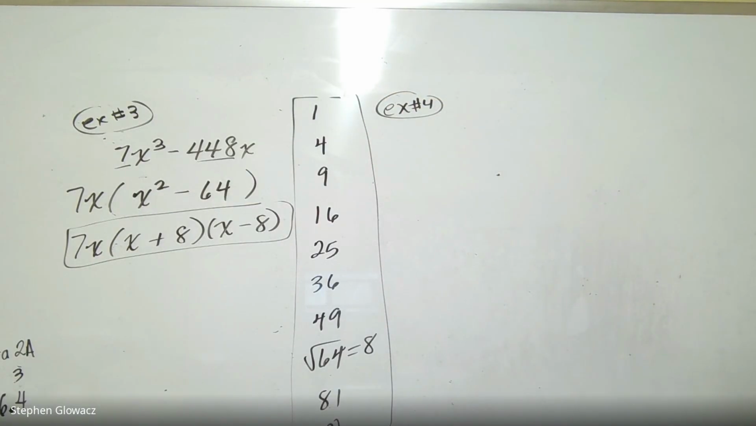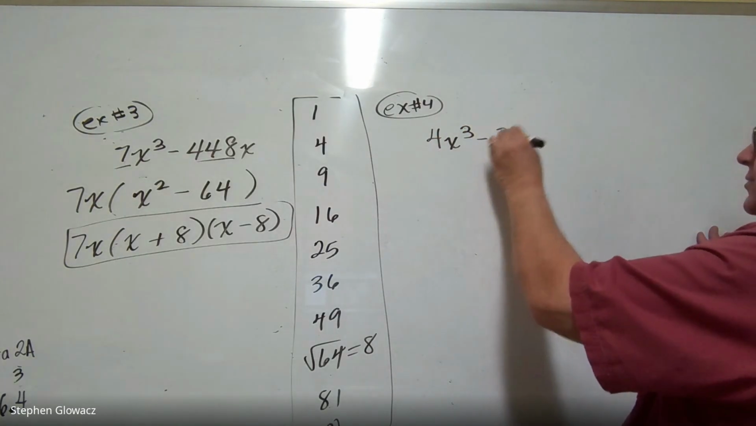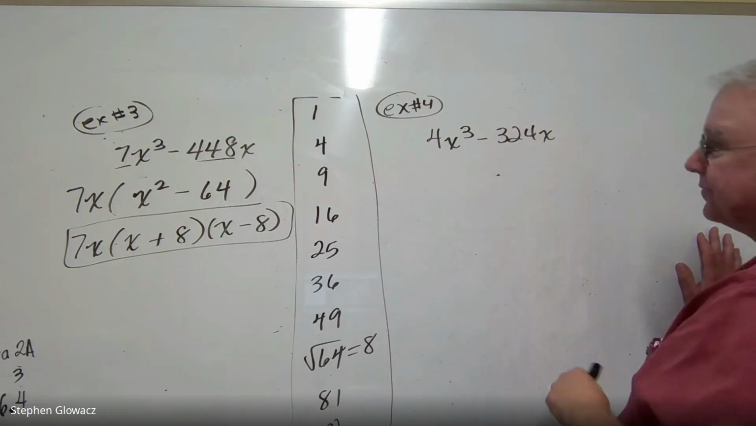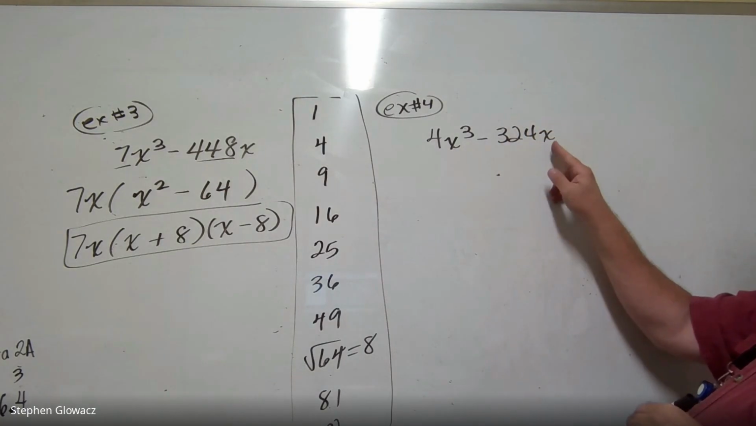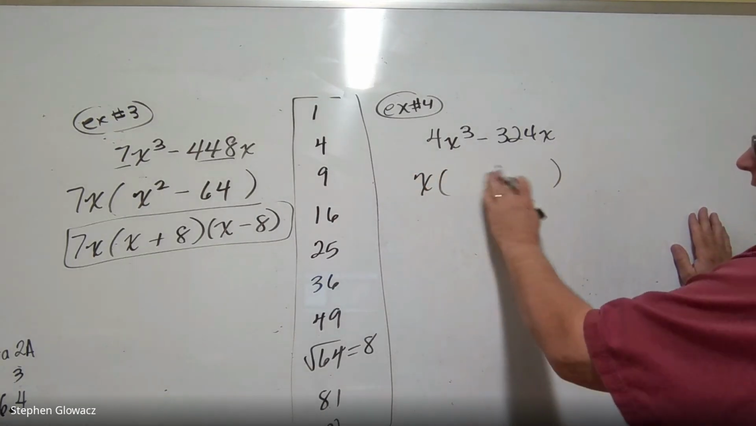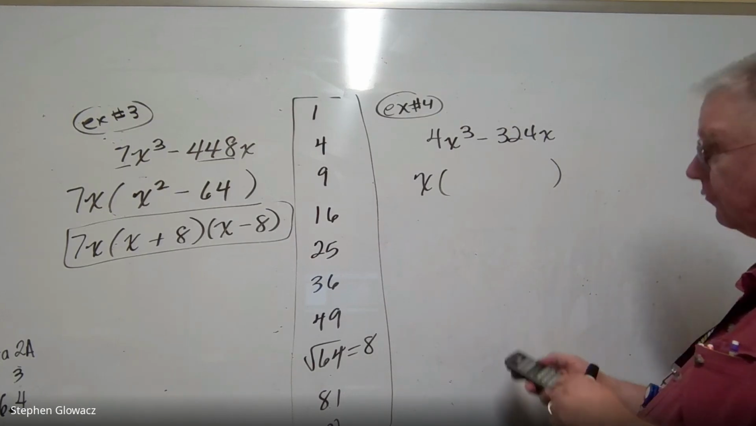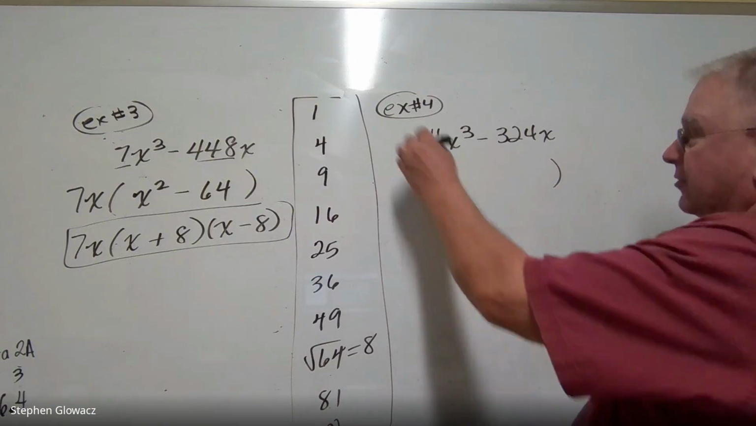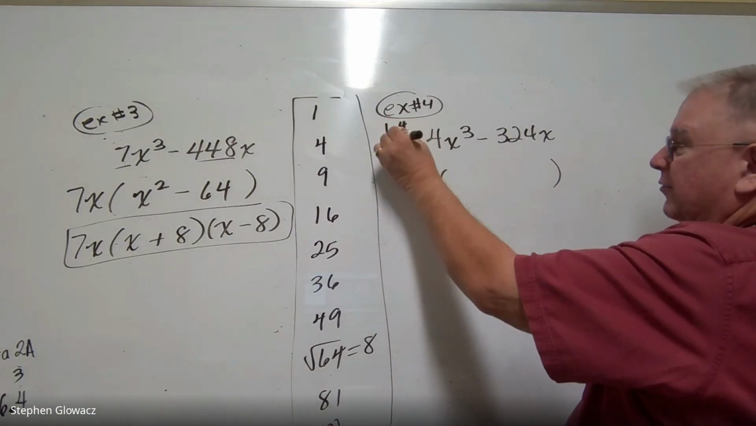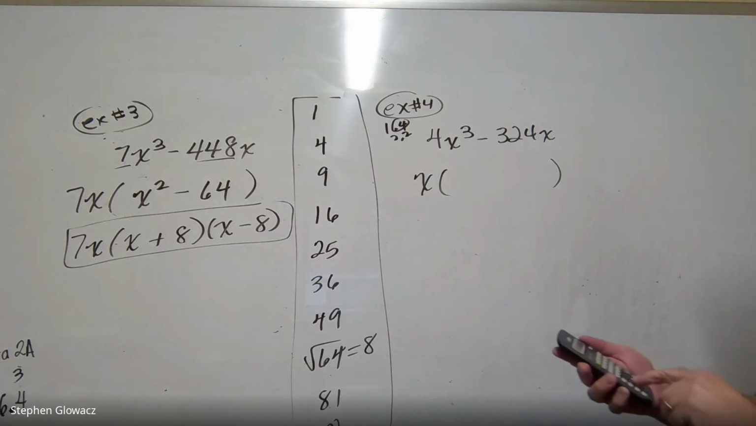For number 4, it's going to be very similar to what we just did. We have 4x to the third minus 324x. So there's 3 x's in the first term, 1 in the second. So there's at least 1 x in each term. So we'll factor out the x. Now, let's see if 4 goes into 324. We'll start with 4. Now, 4 has other factors besides 1. We have 1 times 4, 2 times 2. But let's start with 4 to see if that will go into 324.